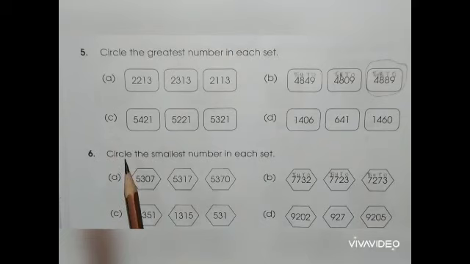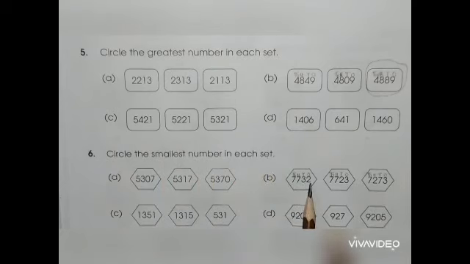In the next question, you have to circle the smallest number in each set. Now the numbers are 7732, 7723. The last number is 7273. Here also we'll start the comparison from the column of thousands. All these three numbers have digit 7 in the column of thousands. So there is no difference in this column.